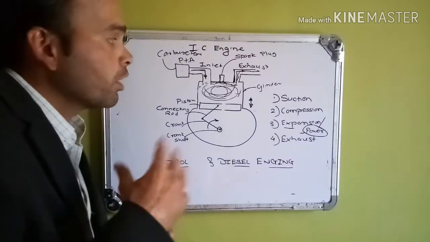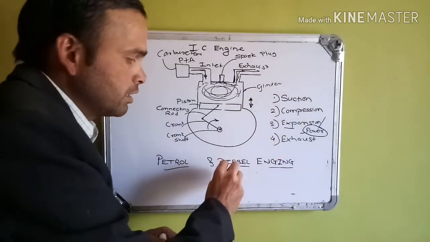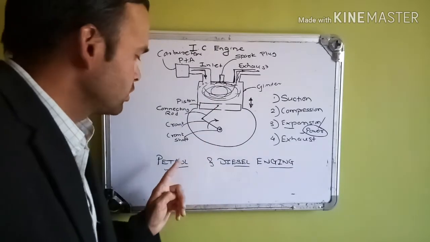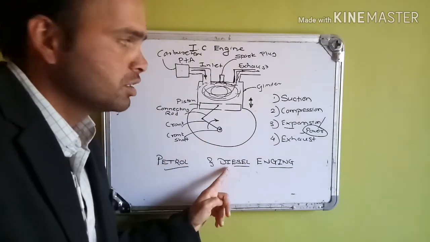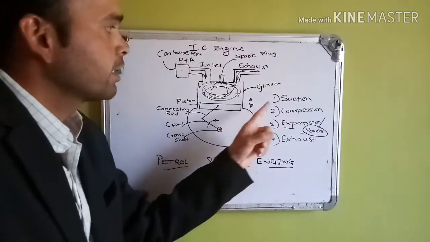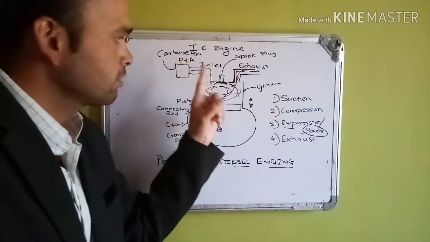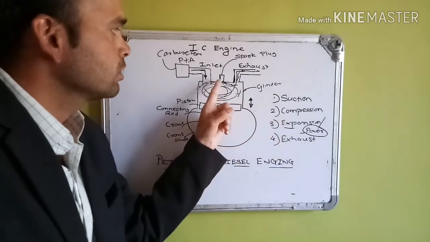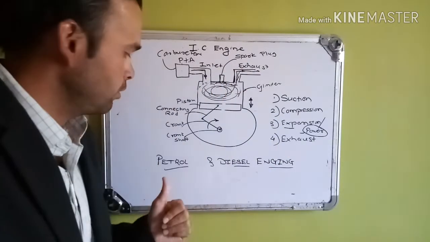Now we will see what happens with these four operations in case of diesel engine. Again, mark my words, all these four operations remain same for petrol and diesel engine. Only difference is that during suction stroke, petrol plus air mixture is supplied in the engine, and at the end of compression, ignition takes place by spark plug for petrol engine.